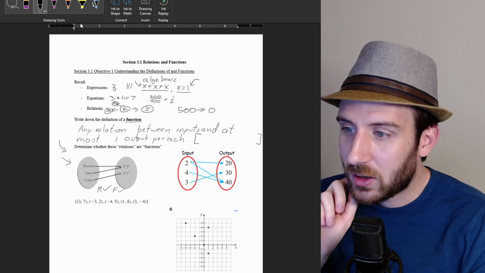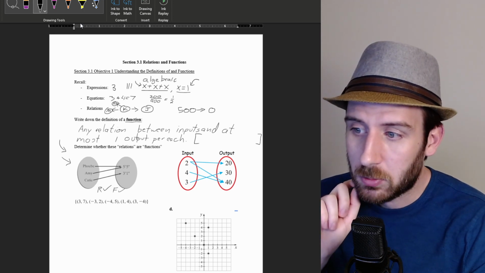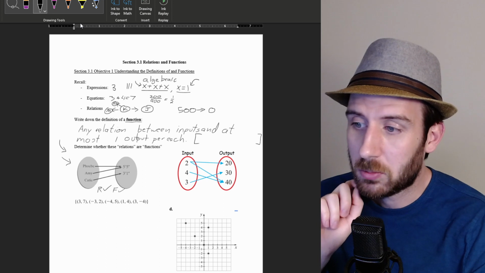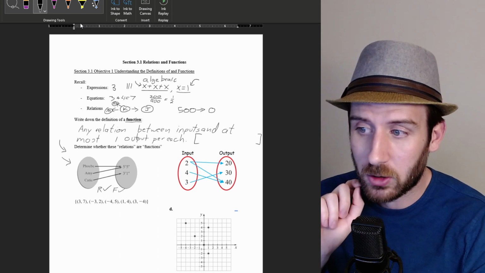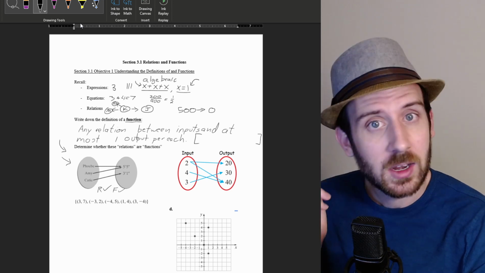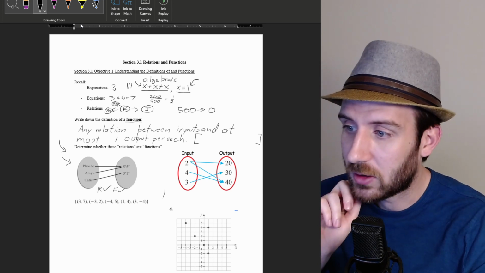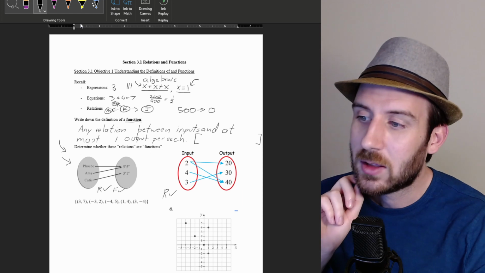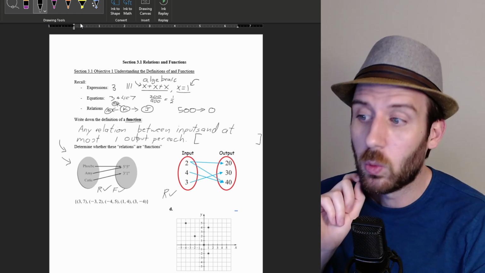I have 2 and it is being related to 20 and is being related to 40. I have number 4 and it's being related to 40, and I have the number 3 and it's being related to 30. Is this a relation? It is a relation. Again, I am relating one thing to another. So I would say, yes, it is a relation.